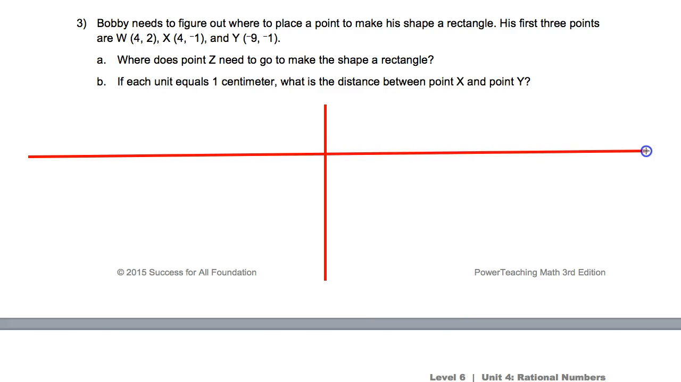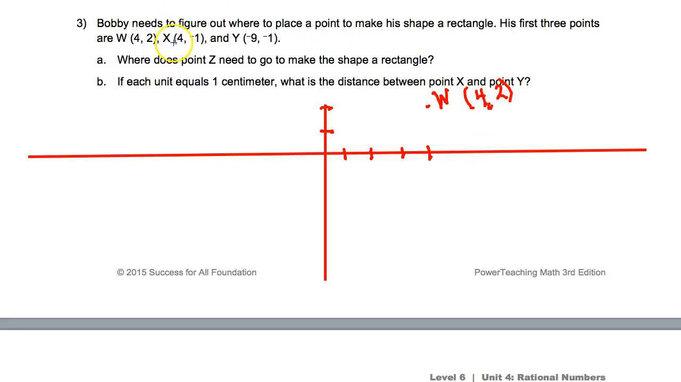Okay. Now, let's go ahead and make some notches on here. So W is at +4, +2. So here's the x-axis, and here would be +1, +2, +3, +4. So here's where +4 would be, and 2. So +1, +2 for the y-axis. So that's going to put that point right about here. So this is where we'll have point W, and that's going to be located at 4, 2.